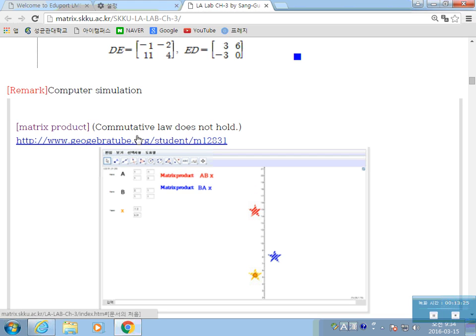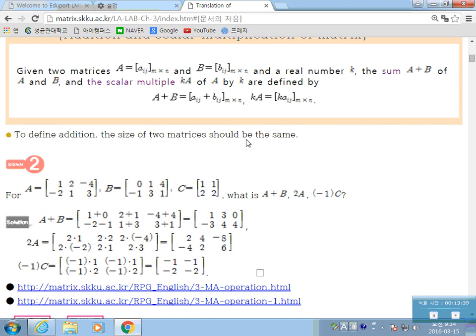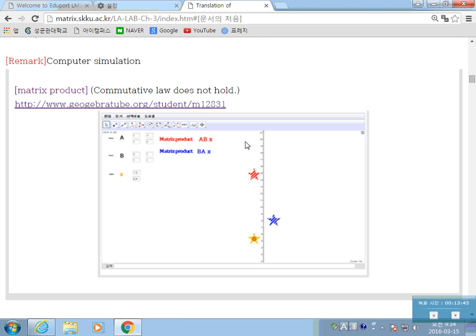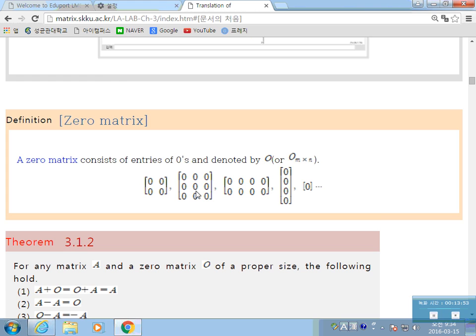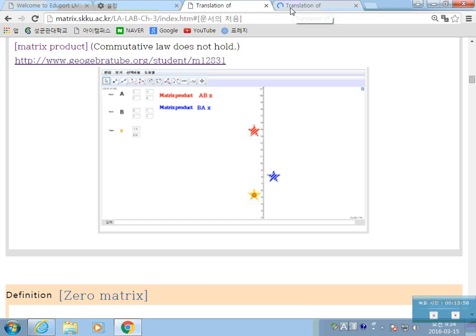Okay, I made a GeoGebra applet for you to look at, so you can actually practice with the interactive applet to see how this matrix product works. You can open the link in the setup. Actually, you can copy this somehow.